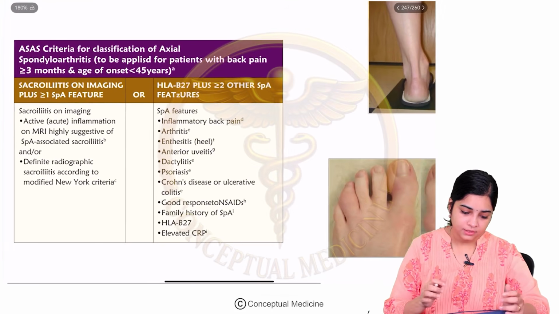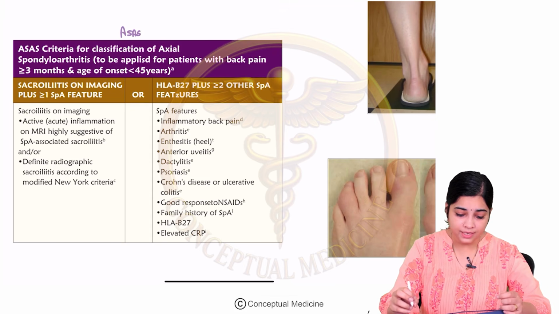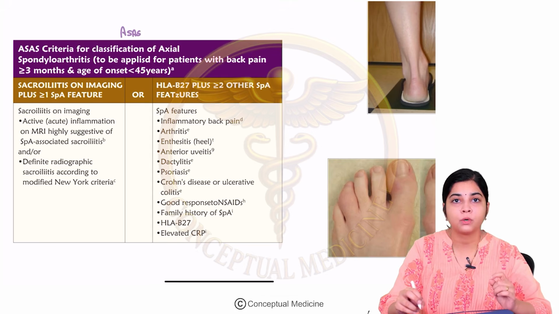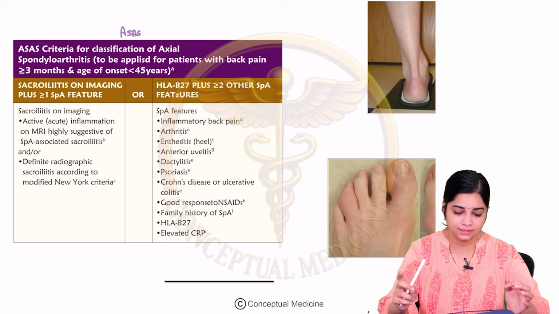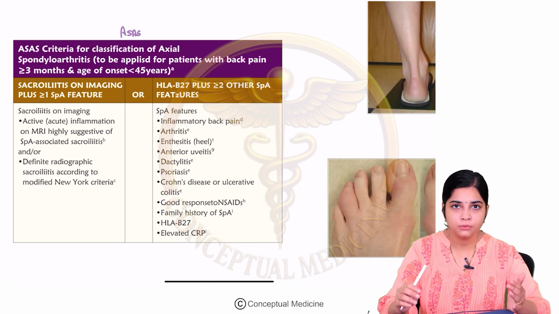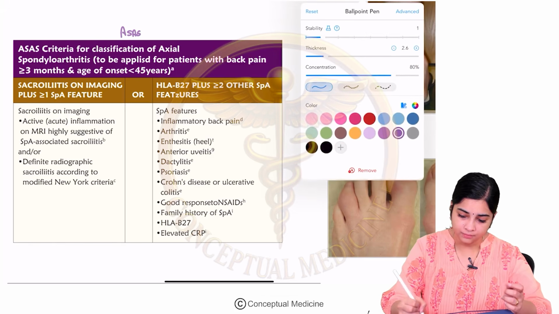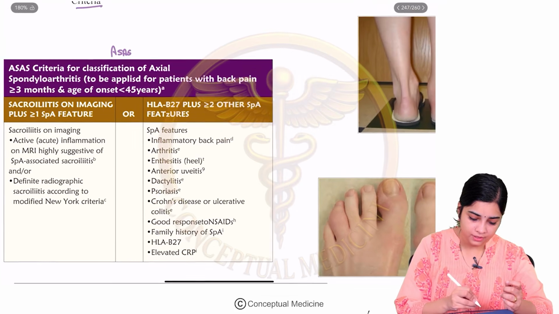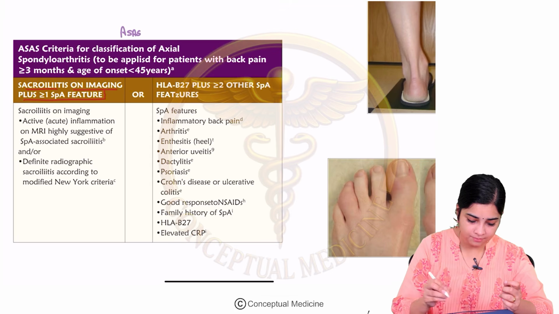So this is what we call the ASAS criteria. According to this ASAS criteria for classification of spondyloarthropathy, in patients who are less than 45 years of age, with a history suggestive of inflammatory back pain which has been going on for more than 3 months, you will apply the ASAS criteria. So what are the things that we look for here? We look for evidence of sacroiliitis on imaging along with more than one SpA feature.